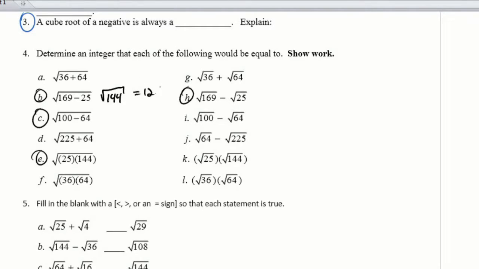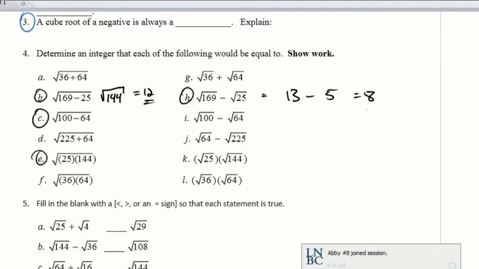The square root of 169 is going to be 13. I'll do this over here. So I get 13 minus 5, which is 8. Again, we found this last day that these two things aren't equivalent when we're adding and subtracting. So 12 is not the same thing as 8.